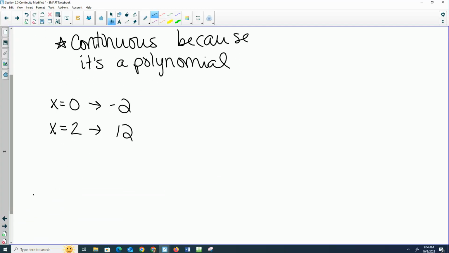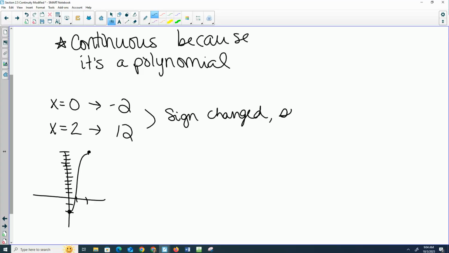So if you think about what that means, 0, -2 is on the graph, 2, 12. And I know my function's continuous, so what has to happen between 0 and 2? So the sign changed. So some x value between 0 and 2.